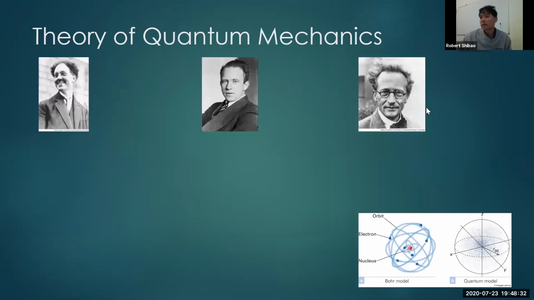And so quantum mechanics came about through some major developments. First one is this person here. This person is de Broglie. De Broglie came up with the idea of wave-particle duality.